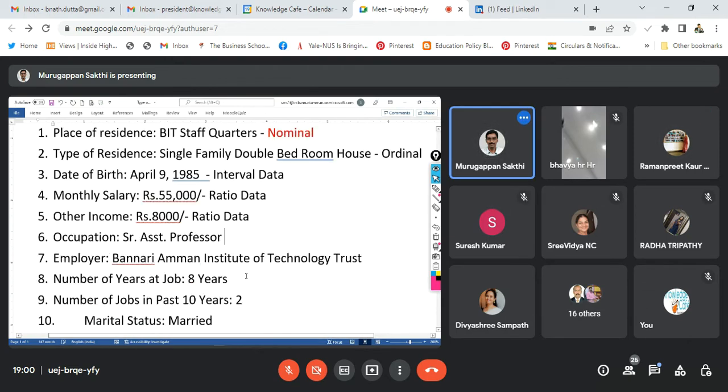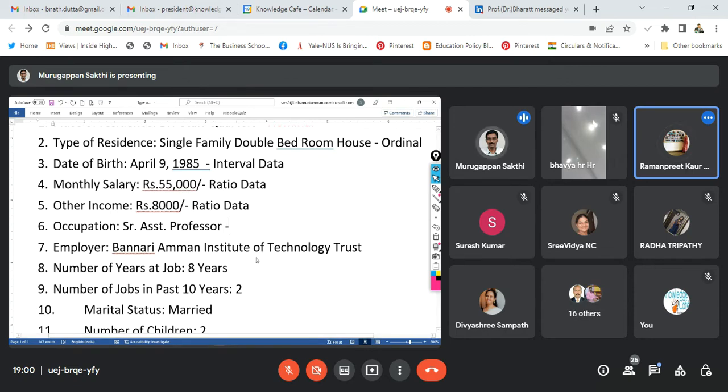Occupation. Ordinal data. Why is it an ordinal data? Answer is very right. Why is it an ordinal data? Yeah, correct. Your answer is right. Why is it ordinal? Why is it not an interval? Obviously, it is not a ratio data, but why can't it be an interval?